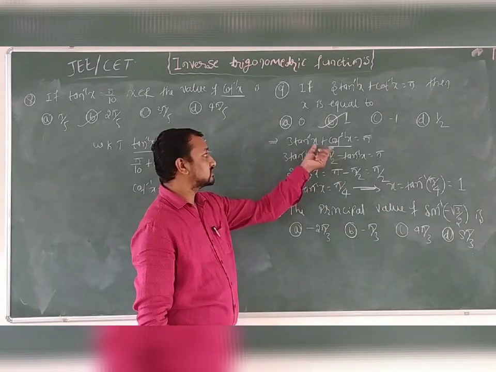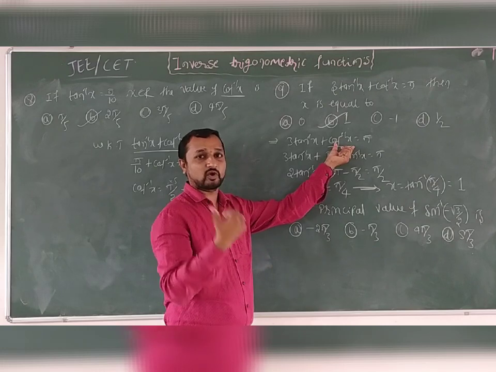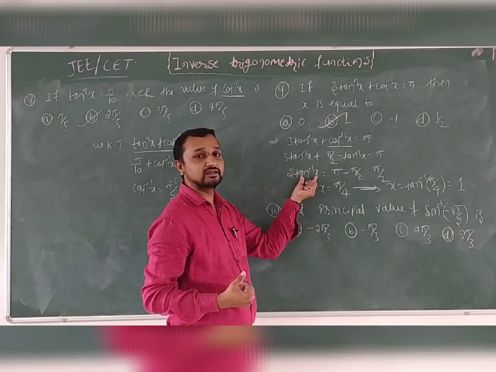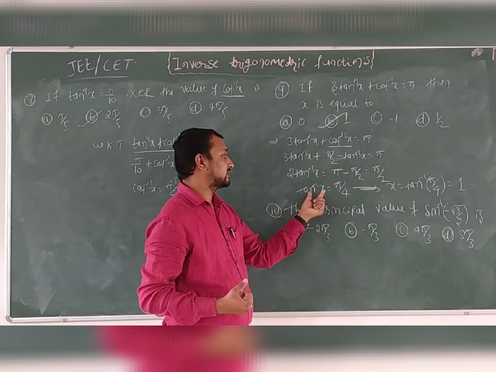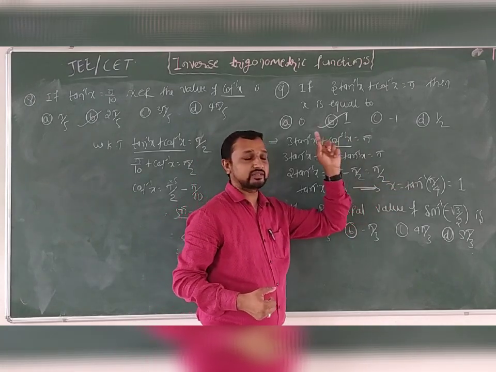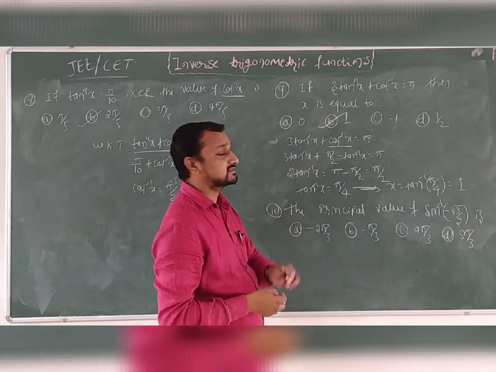Is that clear? The cot inverse function can be replaced by using the property pi by 2 minus tan inverse of x. Here 3 tan inverse x minus tan inverse x gives 2 tan inverse of x. Pi minus pi by 2 is pi by 2. With cross multiplication, tan inverse x equals pi by 4, so x equals tan of pi by 4. The value of tan pi by 4 is 1. So B is the right answer.